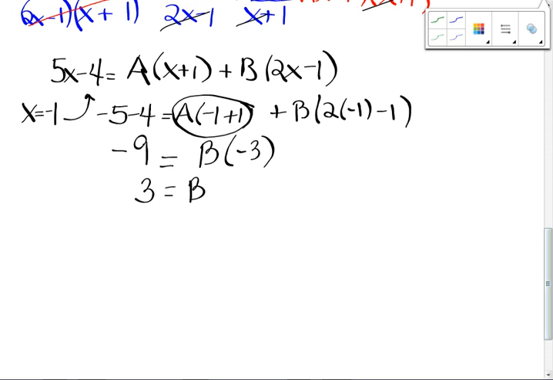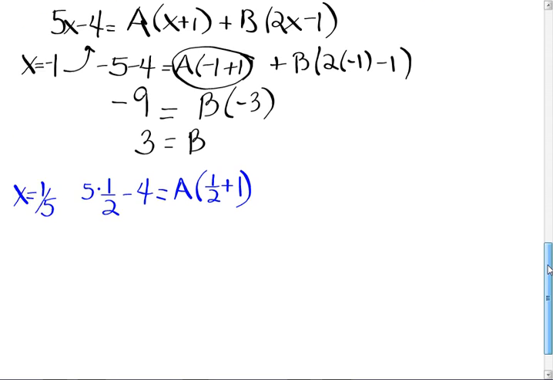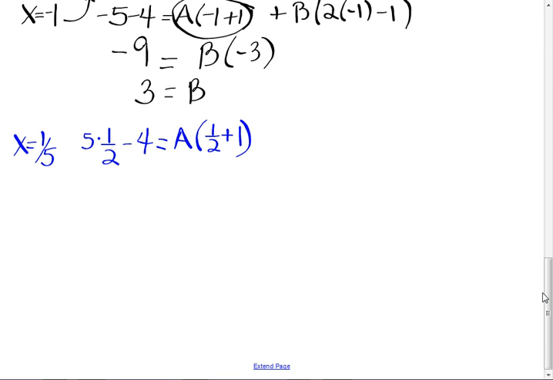What's the next x value we're going to put in? 1/2. x is equal to 1/2. Sorry, we have fractions. So it's 5 times a half minus 4 equals a times 1/2 plus 1, 1/2. I wrote it 1/5 for some reason. But I substituted it in right, at least. There. And what happens to the b's? That's 0. I can use anything I want, though, and get a system. It's not fun.